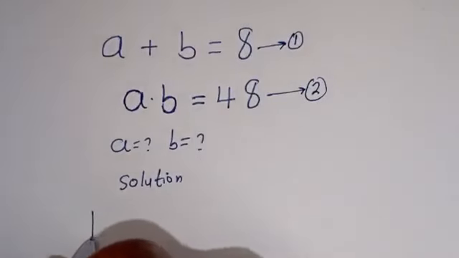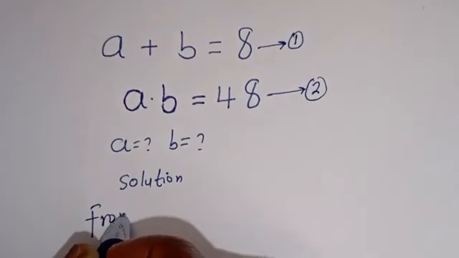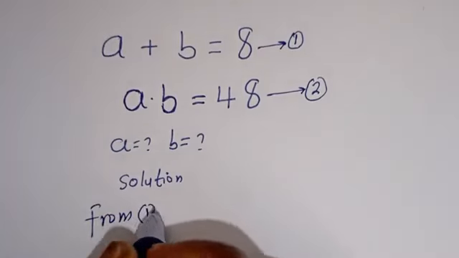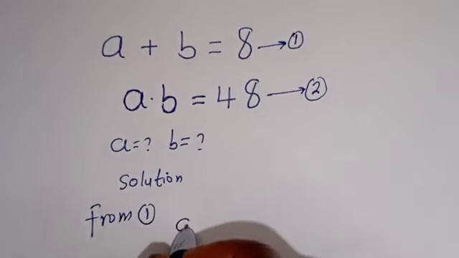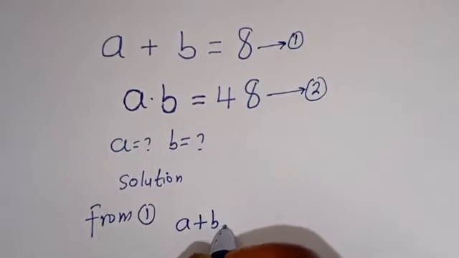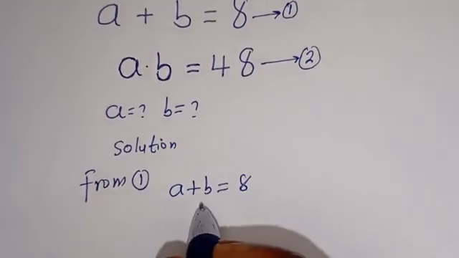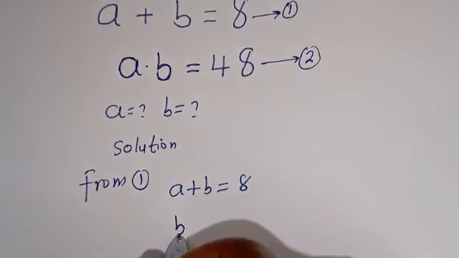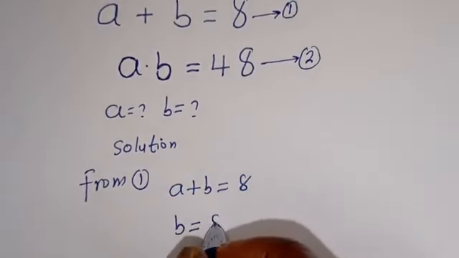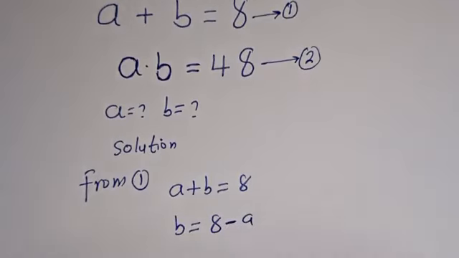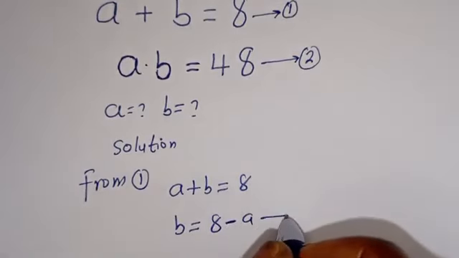Then from 1, A plus B equal to 8. Then we can make B the subject of formula. B is equal to 8 minus A. We can call this equation 3.